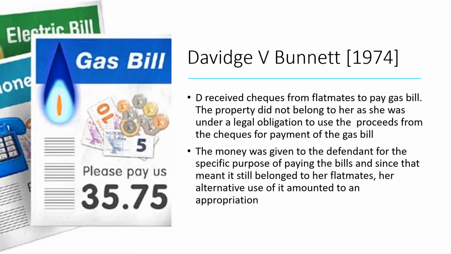In Davidge and Burnett, the defendant received cheques from flatmates to pay a gas bill. The property did not belong to her, as she was under a legal obligation to use the proceeds from these cheques for payment of the gas bill. So the money was given to the defendant for a specific purpose of paying those bills, and since it belonged to her flatmates, her alternative use of it amounted to an appropriation.